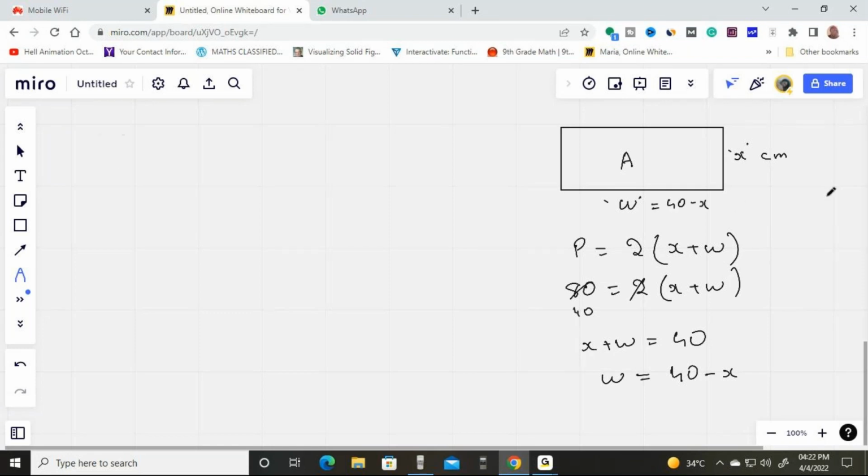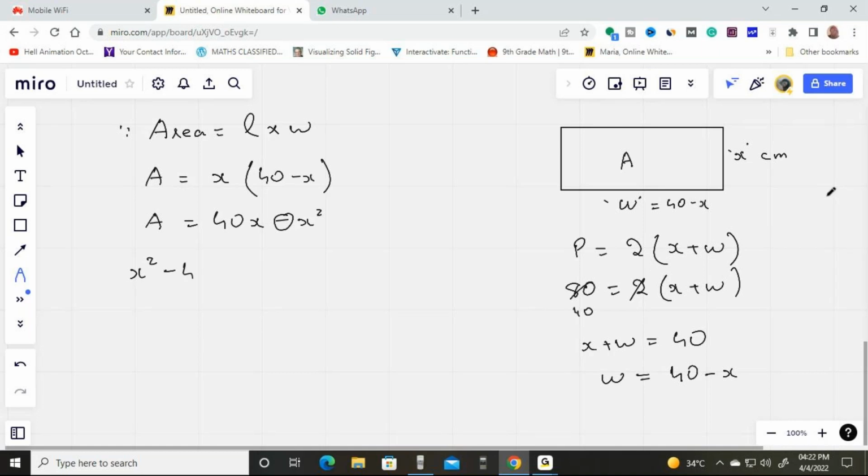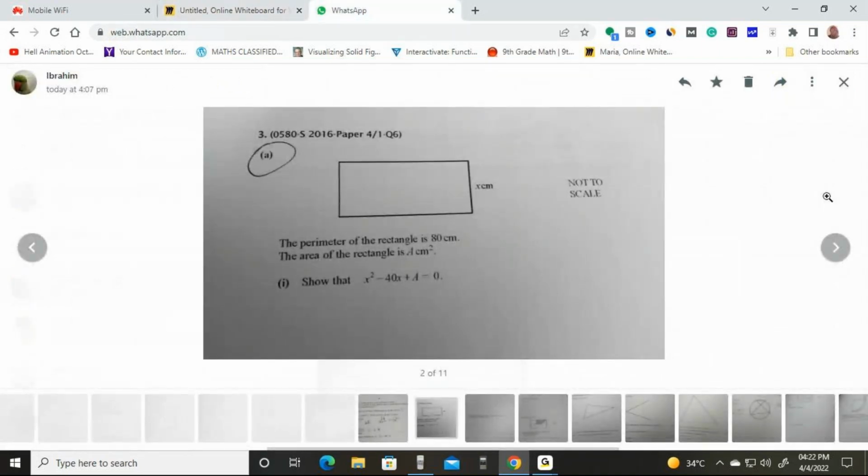Now I'm going to come to my area formula. What is the area of a rectangle? You know that well, it is length into breadth, length into width. So area A is equal to length into width. And then you just try to multiply that. A is equal to x times (40 minus x), so A is equal to 40x minus x squared. Now you see x squared is along with the negative sign, so prefer to shift your right hand side terms to the left side. It is going to look something like this, and this is the equation that they were asking us to bring. That's it, and it's done.